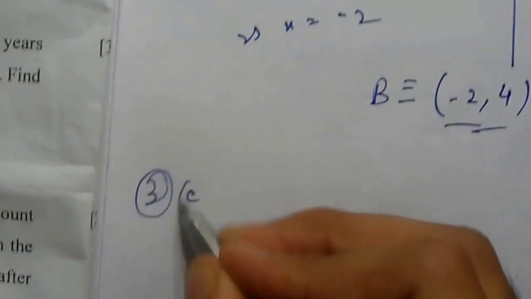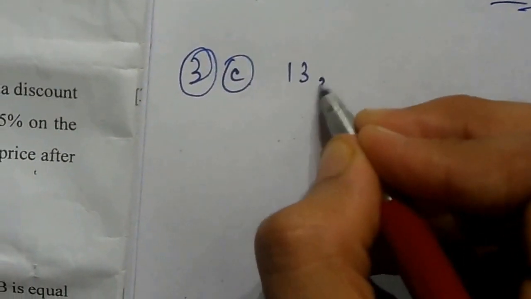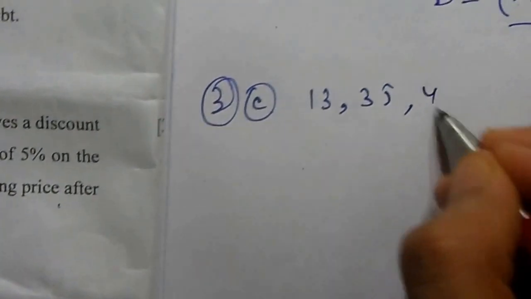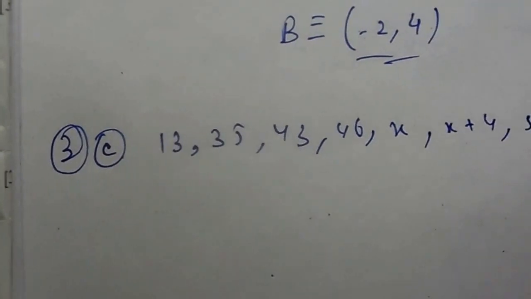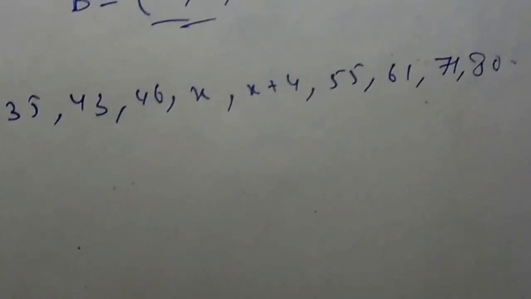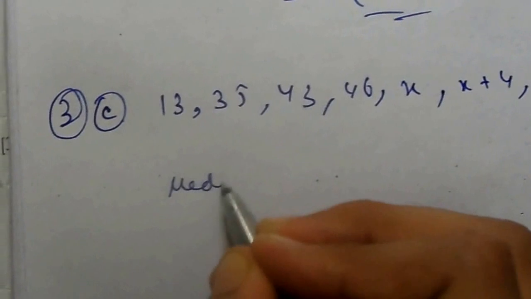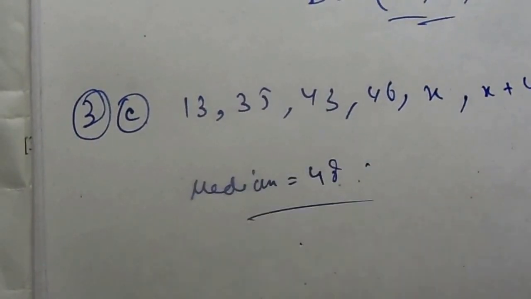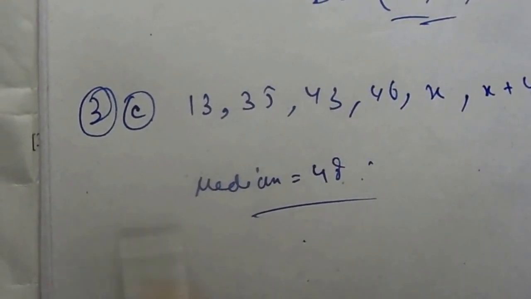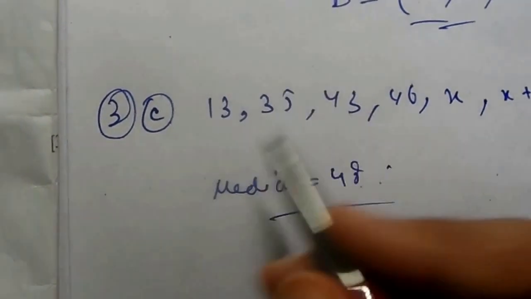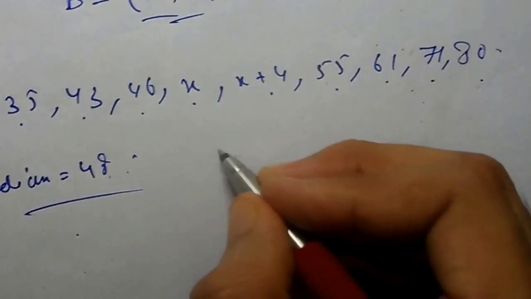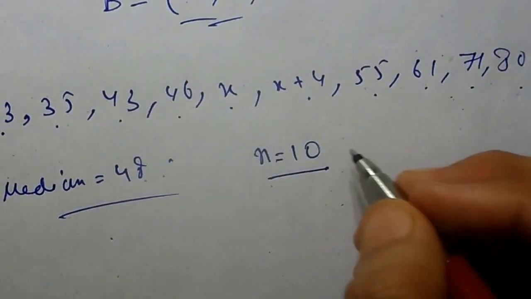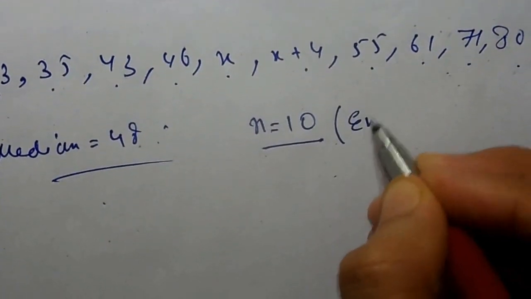Median. So we have our median. Now let's write the marks first. So they are given in ascending order, so it's quite easy for us. 55, 61, 71 and 80. Median equals 48. Okay, we have been given the median. So let's count the number of observations. First, second, third, fourth, 5, 6, 7, 8, 9, 10. So number of terms is 10. So if you notice, this is even.